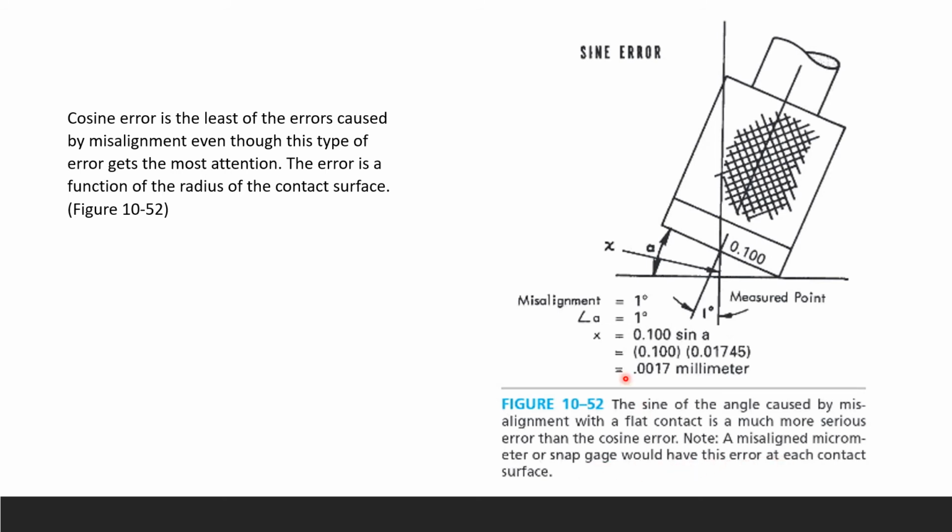If you don't know sine or cosine, just remember that in a dial indicator, because it's rotating or tilting, you always have an angle. Every time you have an angle, you will have sine or cosine error. And these angles happen because of your sloppiness or misalignment on the contact points.